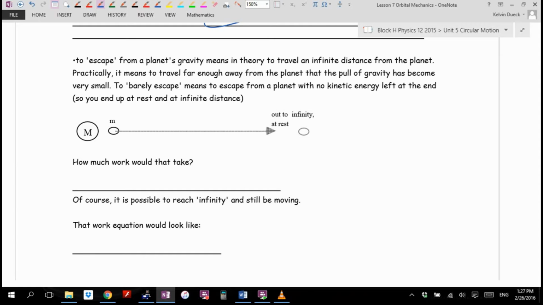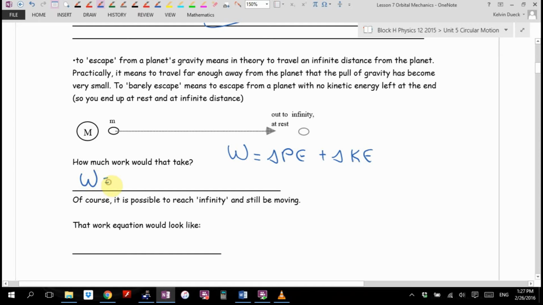How much work would that take? Well, work would be, okay, it would be negative big G, big M, little m over R final minus negative big G, big M, little m over R Earth. There's the change in potential. Manny, what do you want us to notice?